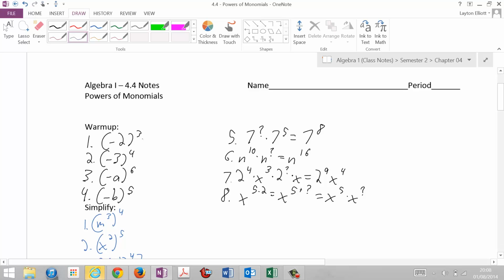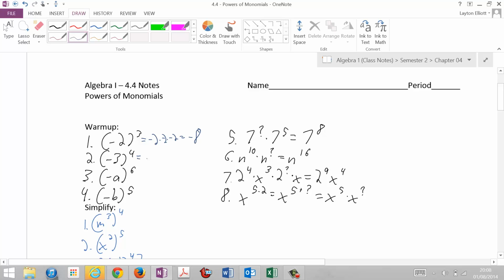The first one is just negative 2 to the third power. I want you to think about that as negative 2 times negative 2 times negative 2, which gives us not positive 8, but actually negative 8. A negative number multiplied by itself an odd number of times will still be negative.